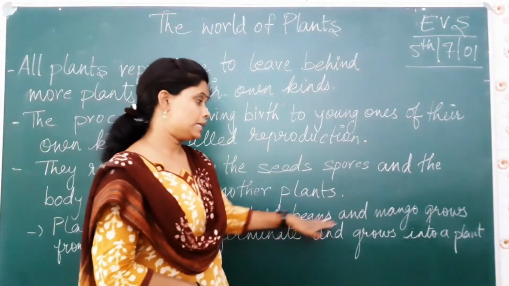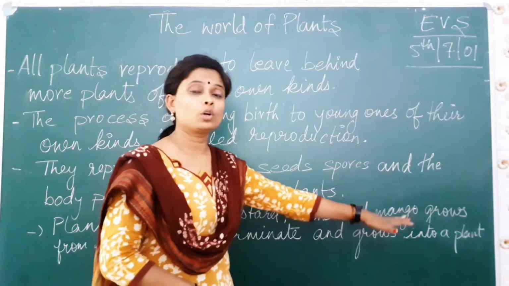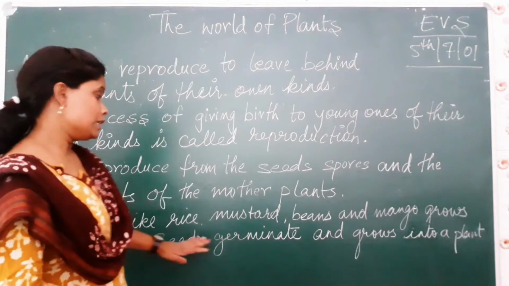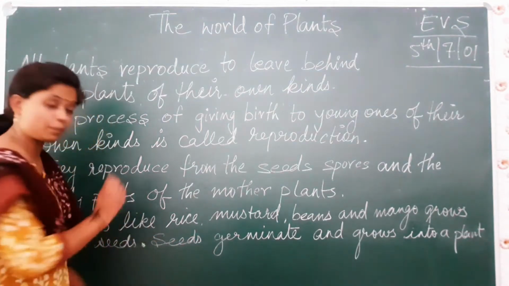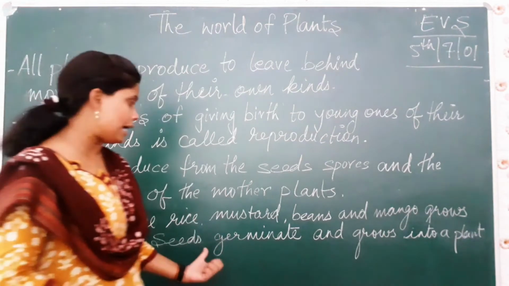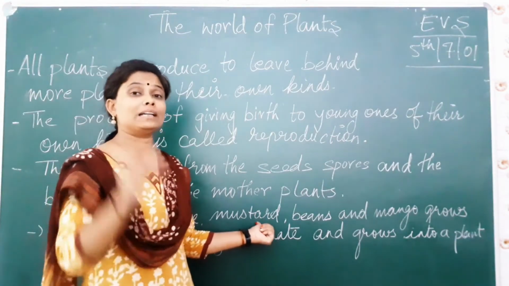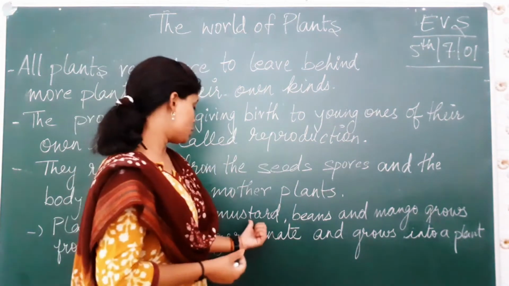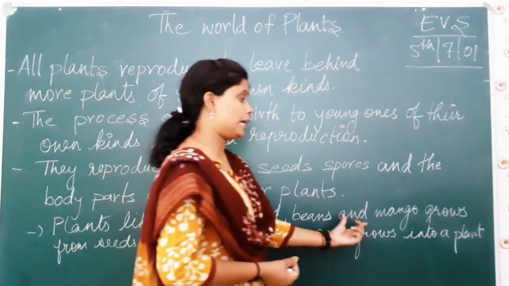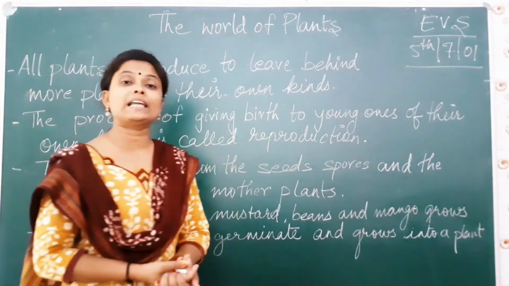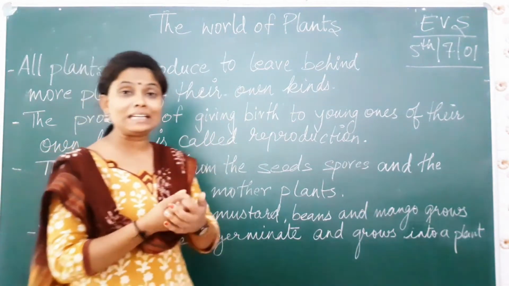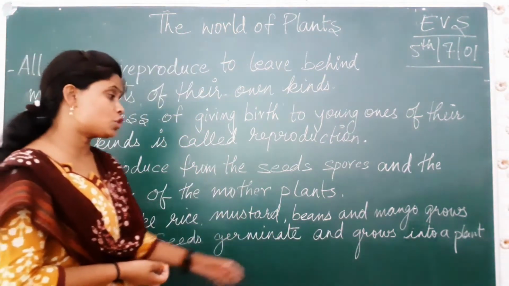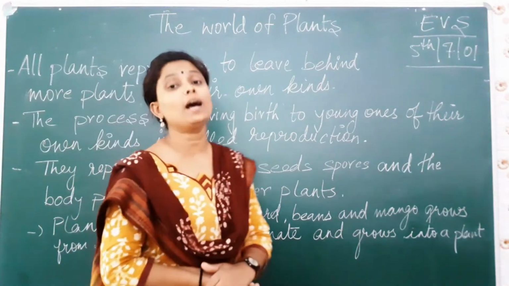Next, plants like rice, mustard, beans and mango grow from seeds. Okay? Full stop. So plants like rice, mustard, do you know rye? In Hindi what do we say? Rye. It's a kind of species. So mustard, beans and mango are grown with the help of seed. We need seed to grow such plants. Then seeds germinate and grow into a plant.